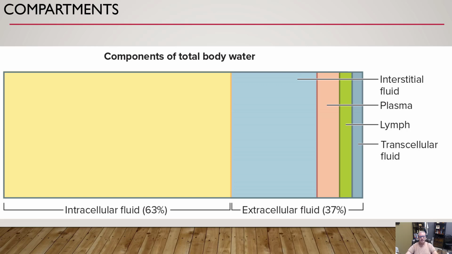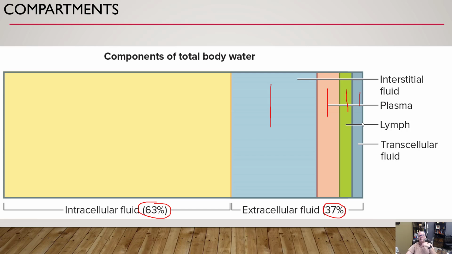All right, so here's just another picture graph of the breakdown of where we could see water in different compartments. 63% of your fluid is going to be intracellular, 37% is extracellular fluid, and you can see most of the fluid is going to be in your interstitial space. Some of it's going to be in your plasma. Some of it's going to be in your lymph, and the remaining is going to be in your transcellular fluid.